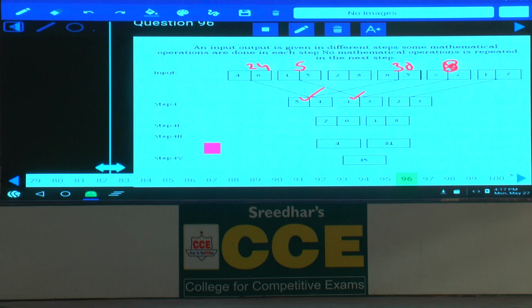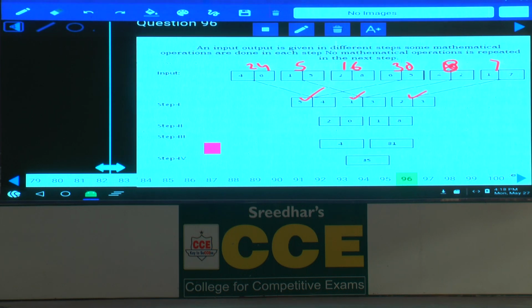Next one, 2 into 8 is 16. Now here 1 into 7 is 7. Now 16 plus 7, 23. The product of the numbers in each block is added. 1 and 4 is added, 2 and 5 is added, 3 and 6 is added. Clear now? Then the next one.